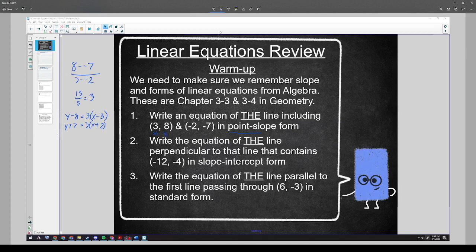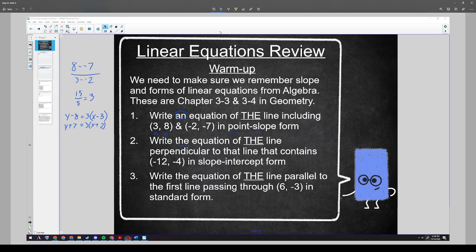Both of these are valid point-slope equations, which is why it says an equation. We could use any point on that line to write this form of the equation. So there's really infinitely many different versions of it, depending on which x and y pair we plug in. Whereas number 2 says write the equation. So there's only one correct slope-intercept equation for any given line.